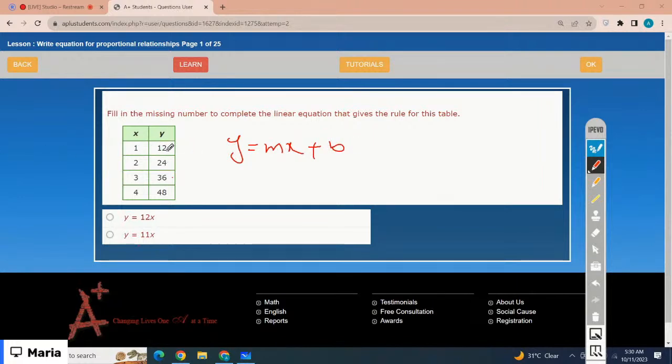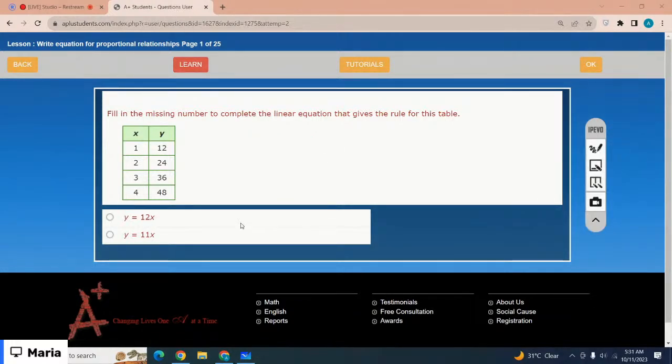So the values are changing by 12. 12 plus 12 is 24. 24 plus 12 is 36, and 36 plus 12 is 48, right? And when x is 0, y is 0, right? It would be y equals 12x and b is 0. Yes, that would be correct. The correct option is y equals 12x.